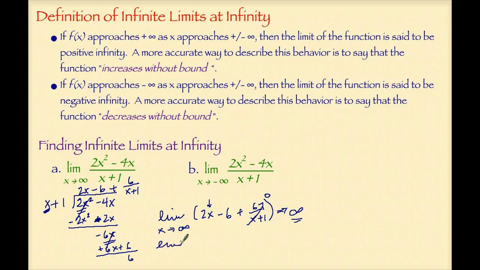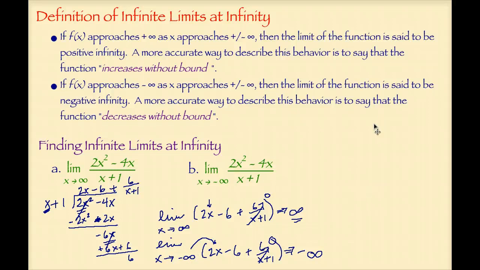But look what happens with this same function as x is approaching negative infinity. Again, 2x minus 6 plus 6 over x plus 1. Of course, we know this term goes to 0 because it's a constant over a variable denominator. And again, inserting negative infinity in for x, we get negative infinity minus 6, which is a much larger negative infinity, giving us negative infinity as our limit. That means as x is approaching negative infinity, our function is decreasing without bound.